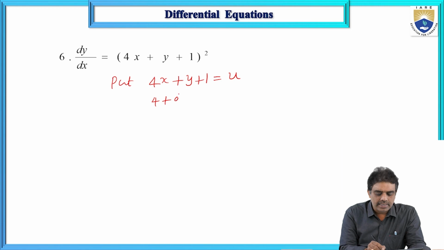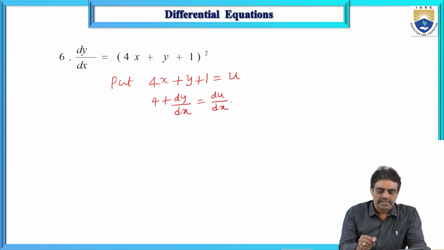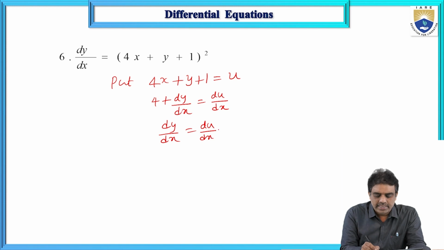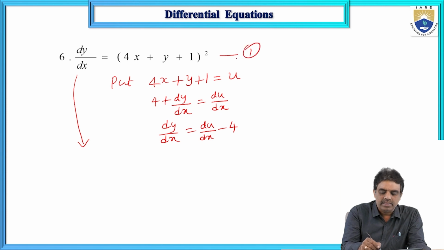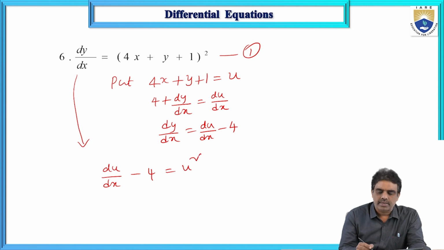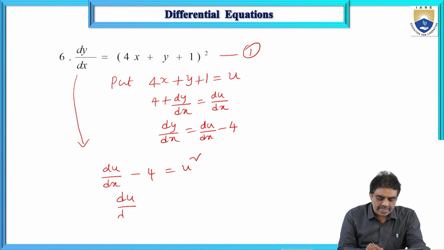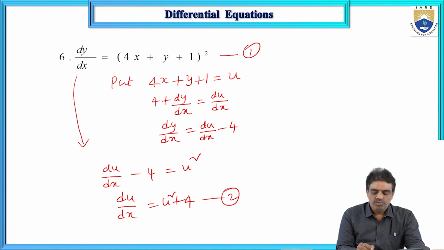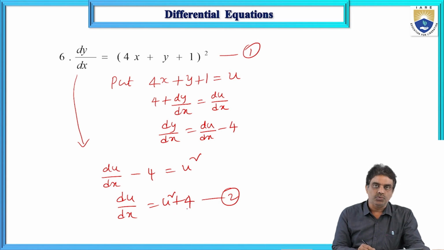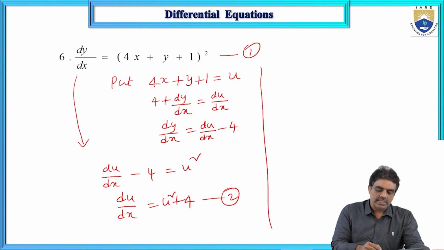4 plus dy by dx, on differentiating, 1 and 0, is equal to du by dx. Or what is dy by dx? It is du by dx minus 4. So the equation one gets in the form du by dx minus 4 is equal to u square. Or du by dx is u square plus 4. So now it is reduced to variable separable form. The right side is only a pure function of u. There are no other terms involved in this. So you can separate the variables.